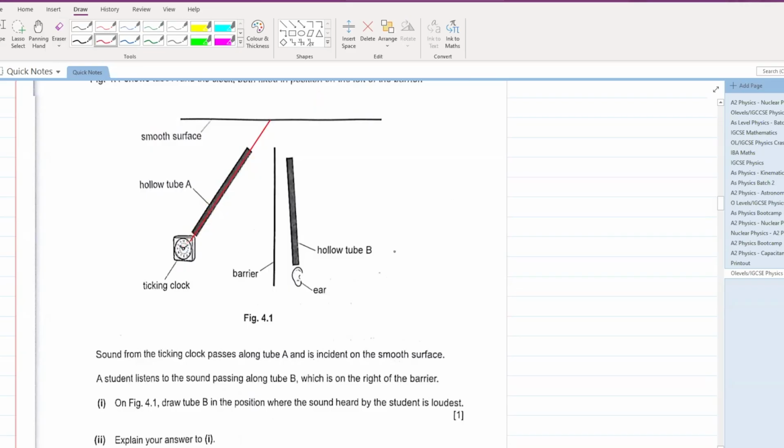A student listens to the sound passing along tube B, which is on the right of the barrier. On figure 4.1, draw tube B in the position where the sound heard by the student is loudest. So, where will you hear the loudest sound? Where the complete reflection is happening. Angle of incidence must be equal to angle of reflection. Somewhere here should your tube B be placed. So, let's place the tube here.